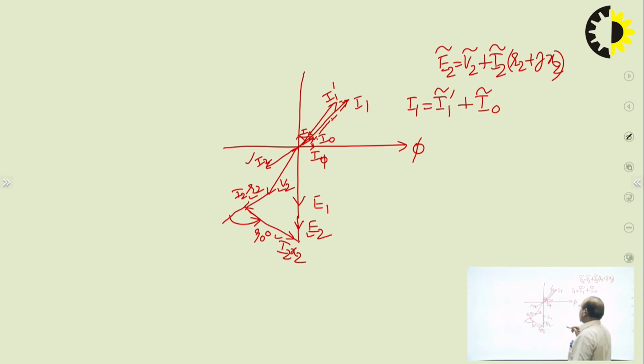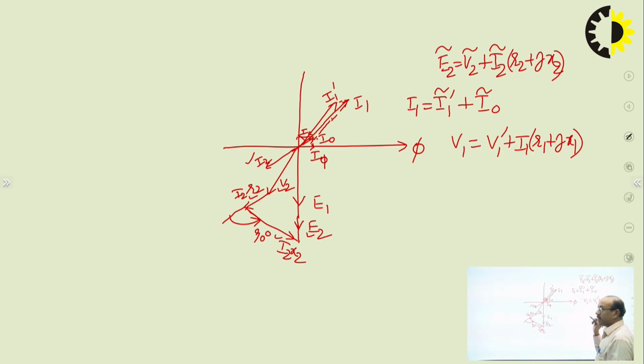Further, if we take the voltage equation of the primary side, we can write V1 equal to V1 dash plus I1 into (R1 plus jX1). Like earlier in the no load condition, we have discussed such an equation of the primary side. Here the change is that I1 is there in place of I0. In no load condition this was I0, but now it is I1 since it is the loaded condition of the transformer. V1 dash is equal to minus E1, which is the voltage drop equal to E1 but opposite to E1. That's why V1 dash is minus E1.